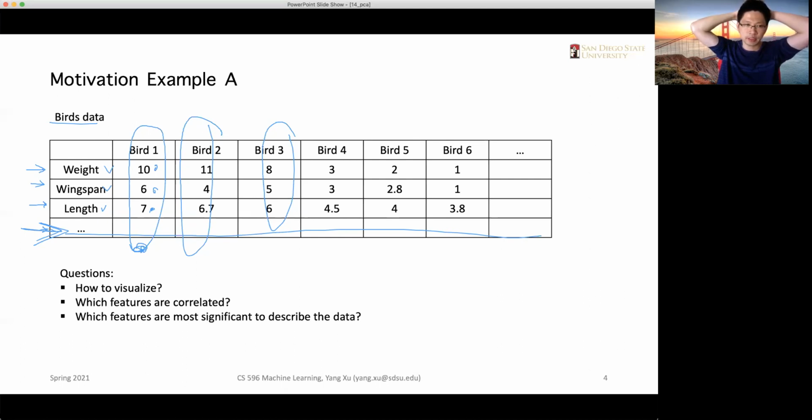And the second question is that we actually don't know how those features are correlated. That is a critical question because sometimes introducing new features can be problematic, or it will not bring in as much information as you expect. So, for example, the wingspan here is basically a measurement that is related to the length of a bird, right?